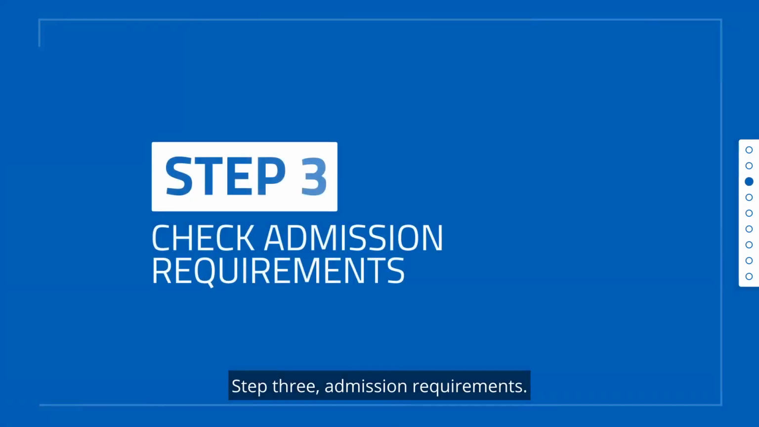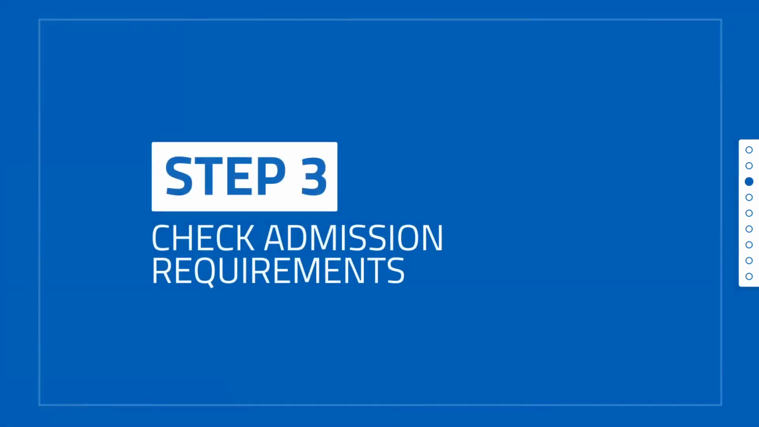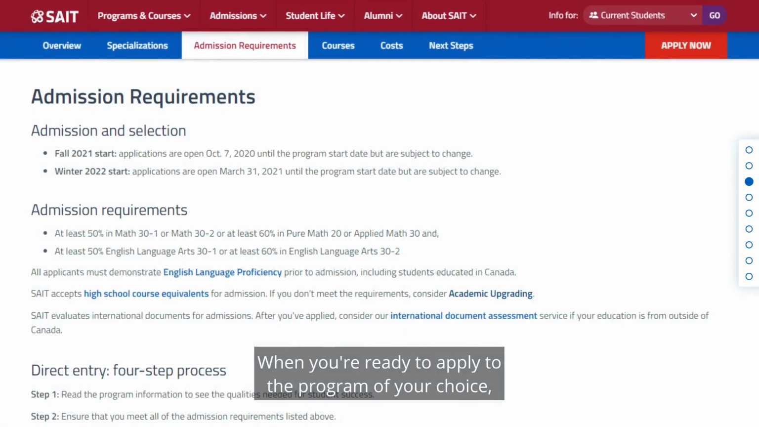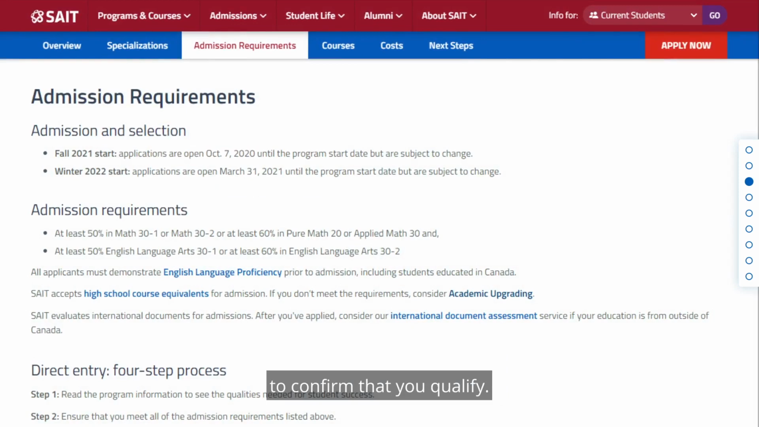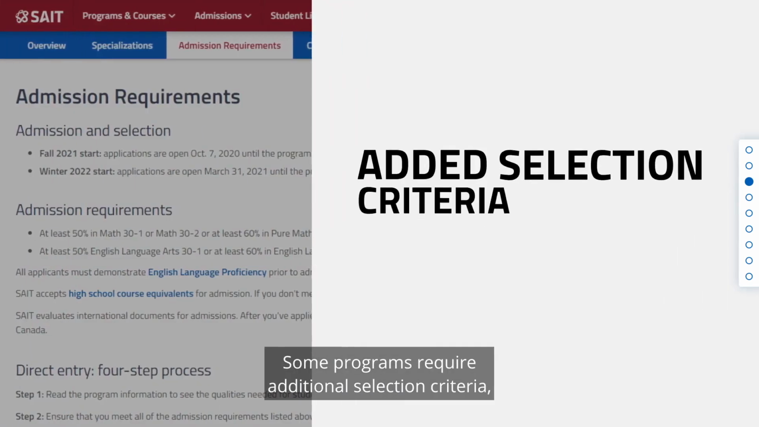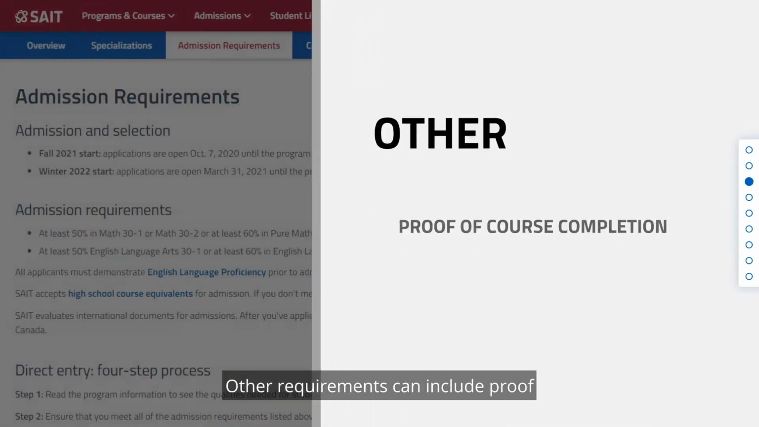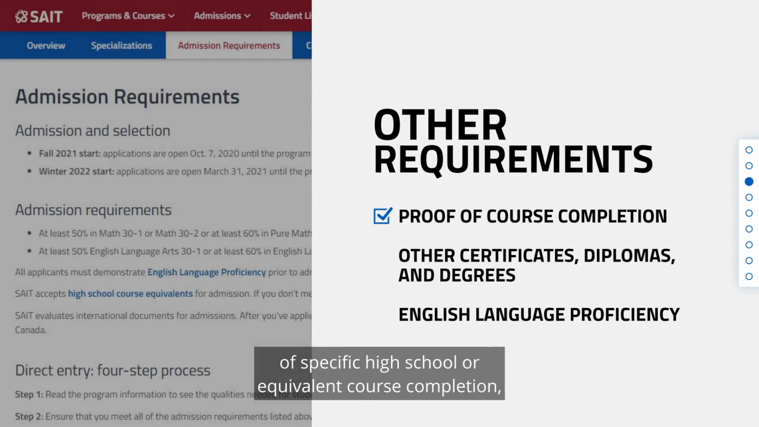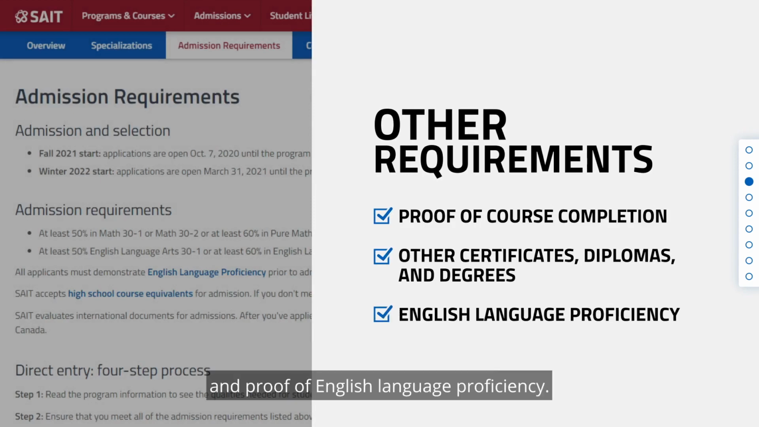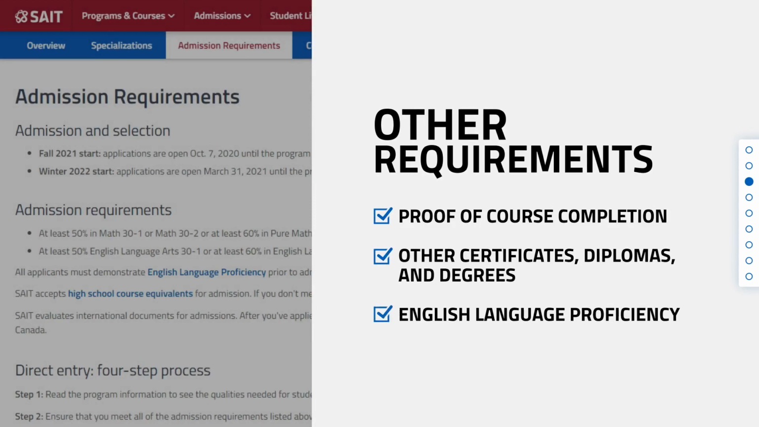Step 3. Admission requirements. When you're ready to apply to the program of your choice, make sure to review the admission requirements to confirm that you qualify. Some programs require additional selection criteria, including a skills assessment. Other requirements can include proof of specific high school or equivalent course completion, other post-secondary certificates, diplomas, or degrees, and proof of English language proficiency.